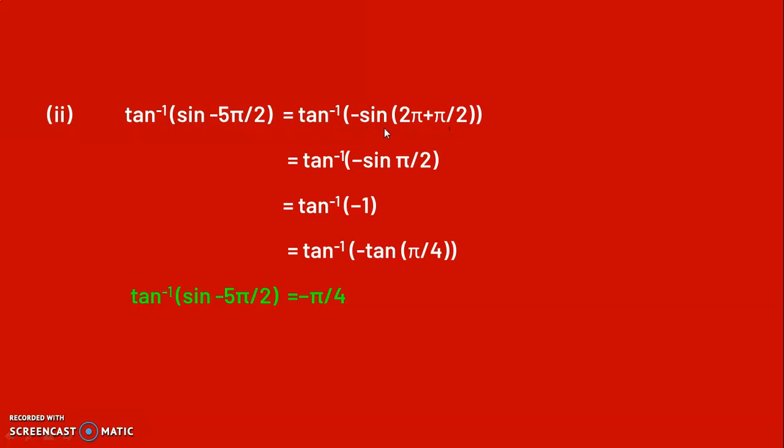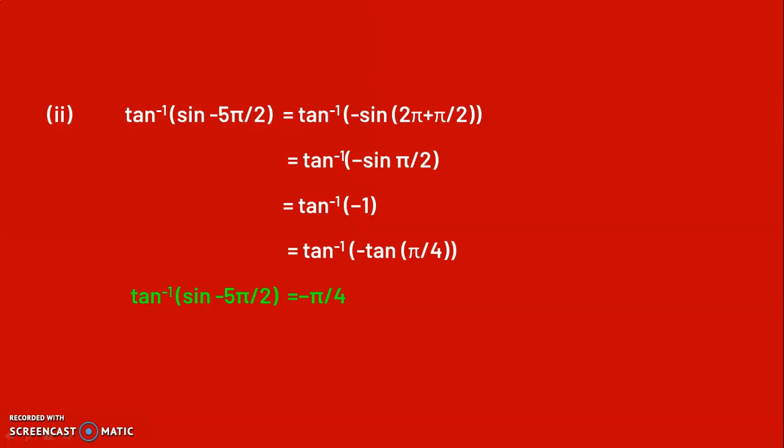So your sin minus theta is your minus sin theta. So we are writing 5 pi by 2 as 2 pi plus pi by 2 here, and sin of 2 pi plus theta is your sin theta. So minus sin pi by 2. So sin pi by 2 value is 1. So we have written it as 1.